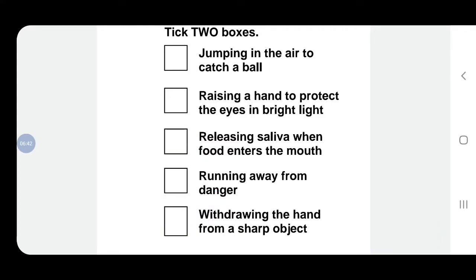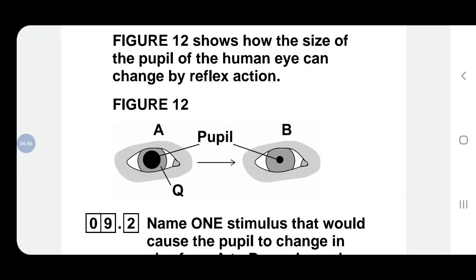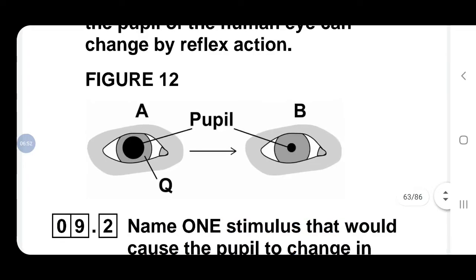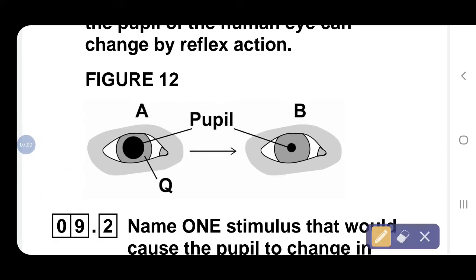So two of them here. Next, figure 12 shows how the size of the pupil of the human eye can change by reflex action. You can see these are the two eyes, A and B, and here is a pupil. First you see the picture carefully. This pupil is a large size and this is a small size. And here is a key you need to find out. This is iris, all right, iris.